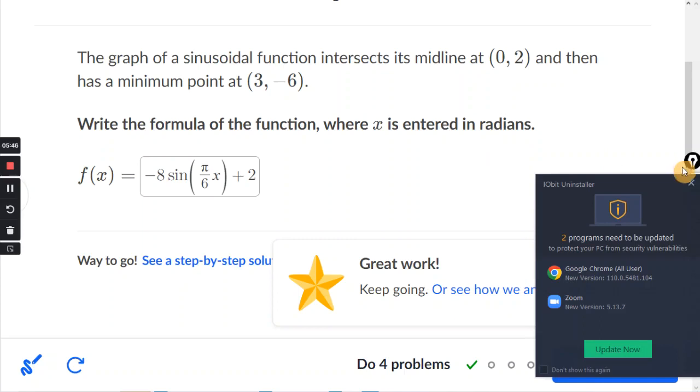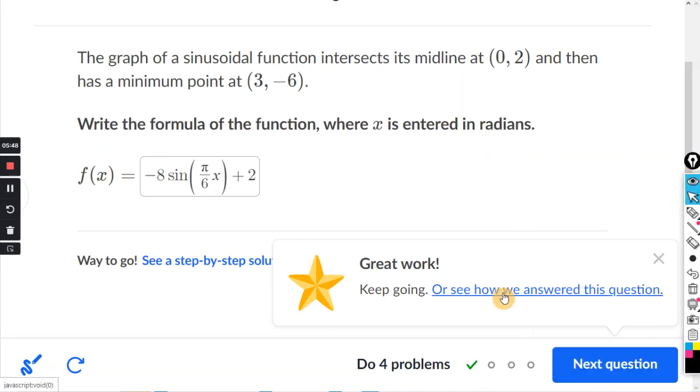Even for the ones that you get correct, I would check how they answered the question just to go over what you just did and see how it matches up with what they did.